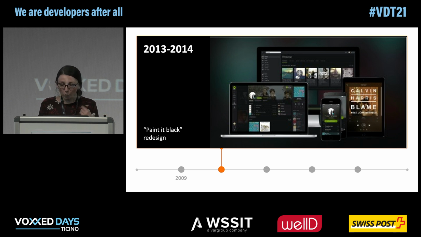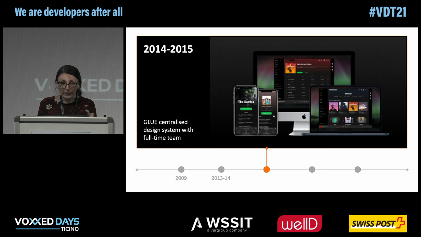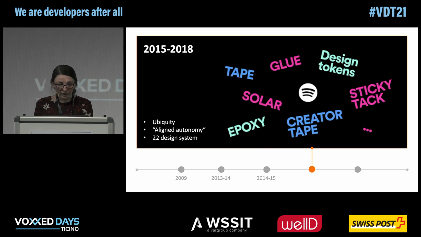And then they worked and consolidated that into a centralized design system that they called, very aptly, Glue, bonding all together. This was actually a centralized design system with a full-time team dedicated to it, okay? And this was beautiful, and this worked. But then things start to get more difficult as ubiquity happened. So they had to support a multiplicity of devices, even fridges, cars, and stuff like that.